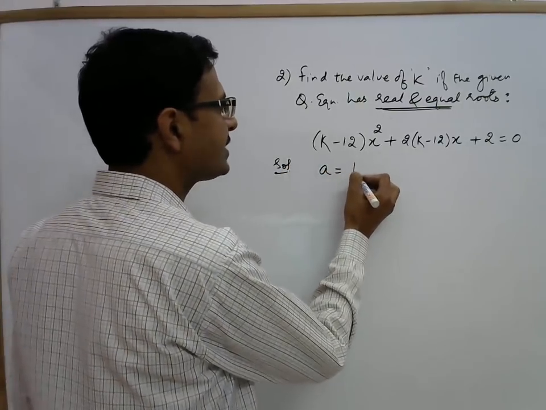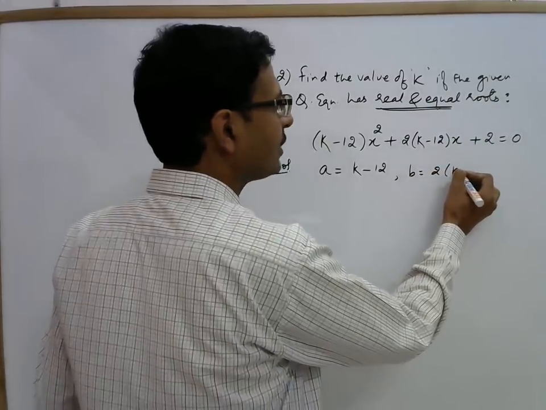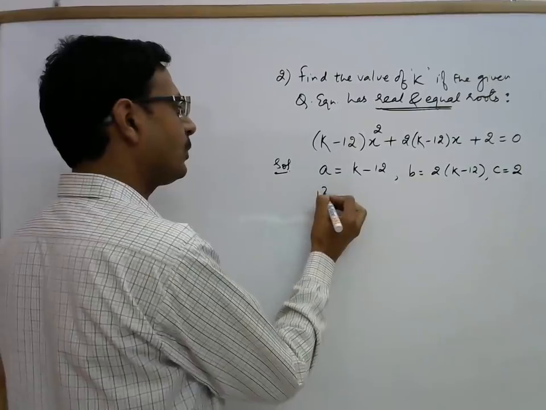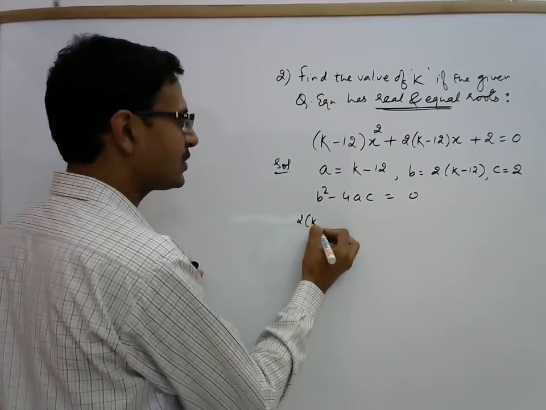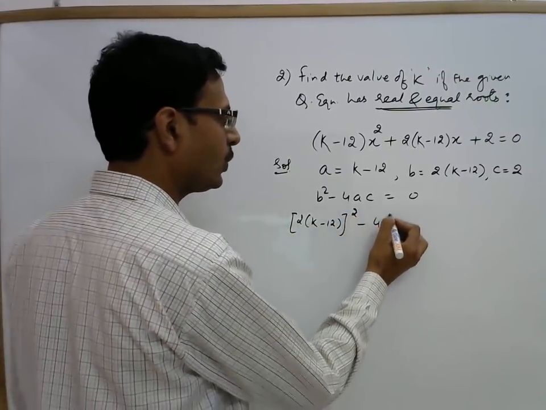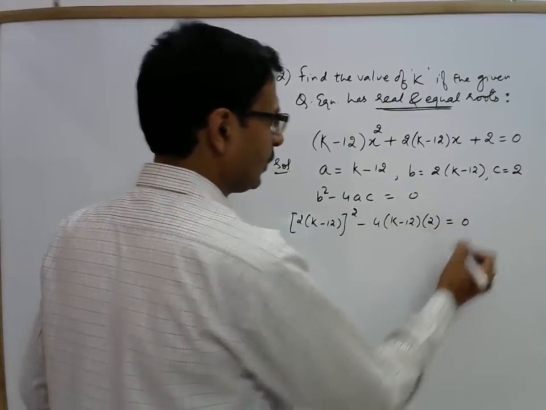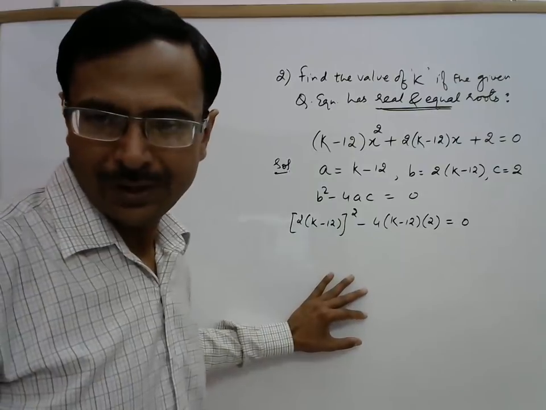The value of a is k minus 12. The value of b is 2(k minus 12). And the value of c is 2. So when you put b square minus 4ac equal to 0, then [2(k minus 12)] whole square, that is b square, minus 4 into a, which is k minus 12, and c is 2, equal to 0. Students, now the next step is very important.